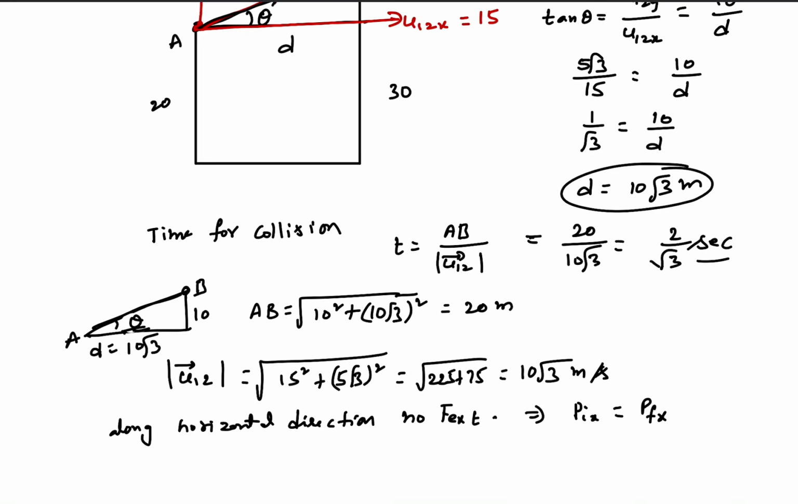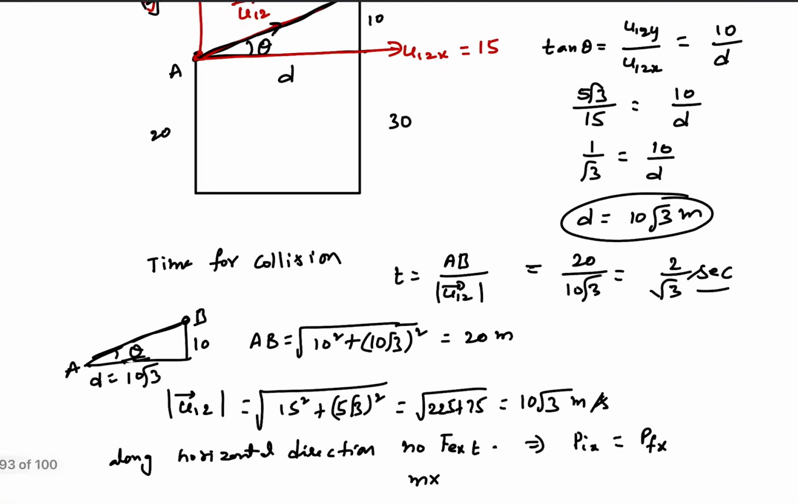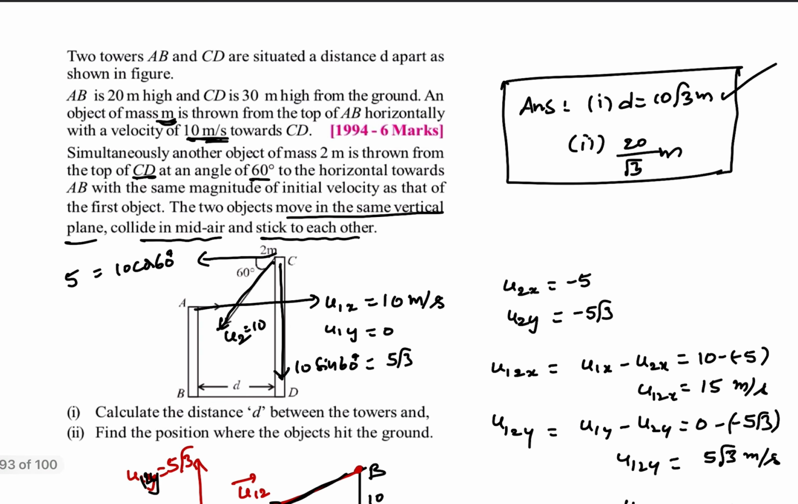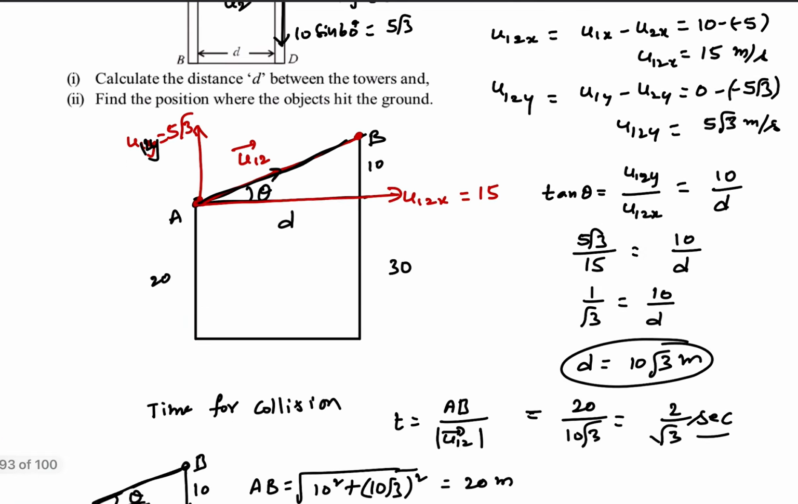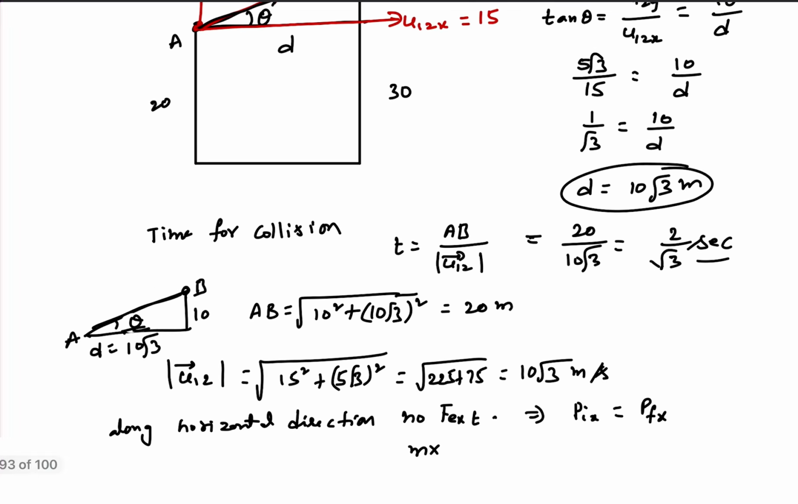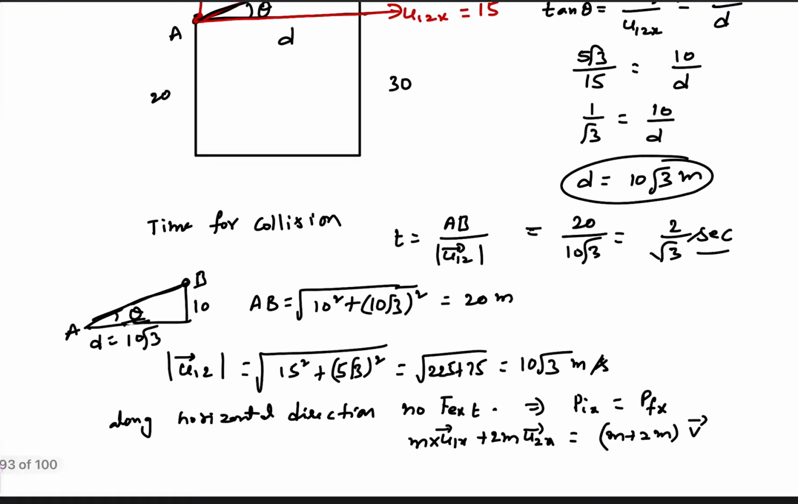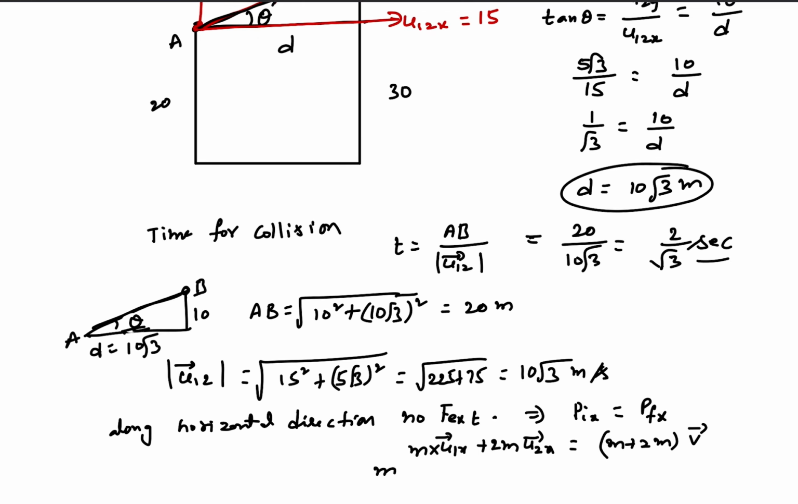So you can write it as initial momentum along x-axis is equal to final momentum along x-axis. M into first body, how much mass? M is given here, M. Second body is 2m. I am writing M into u1x plus 2m into u2x bar is equal to M into v1x bar. They are sticking to each other, so I am writing M plus 2m into their final velocity bar.